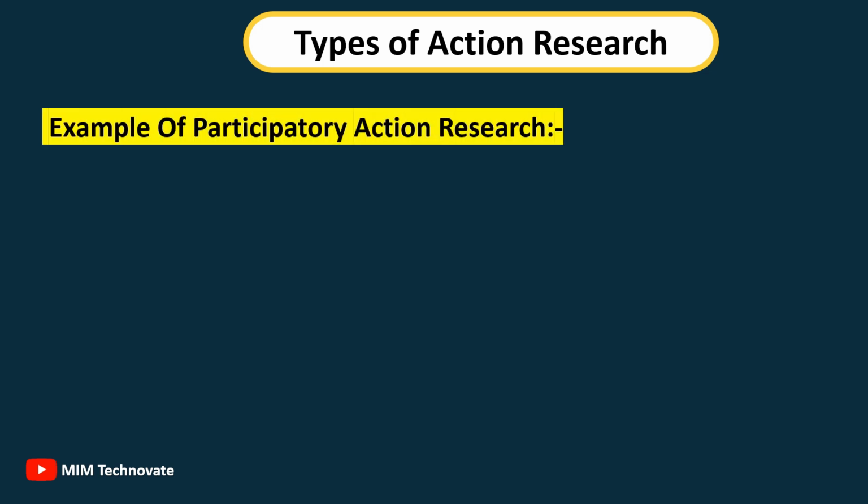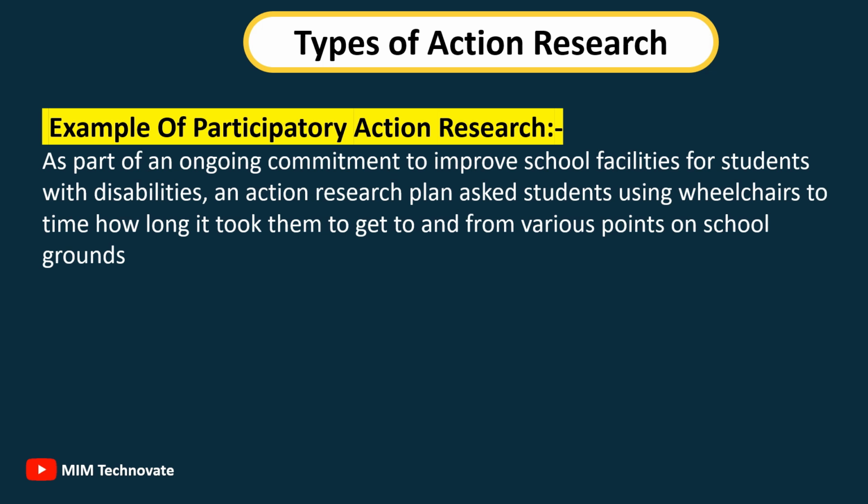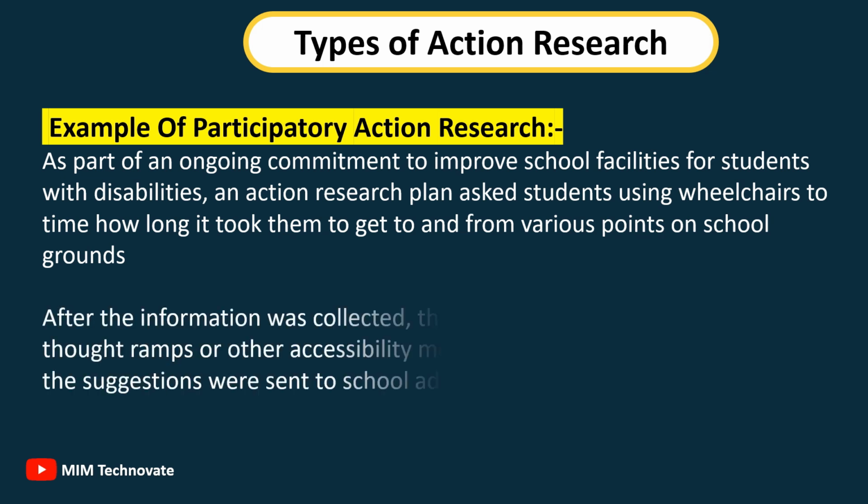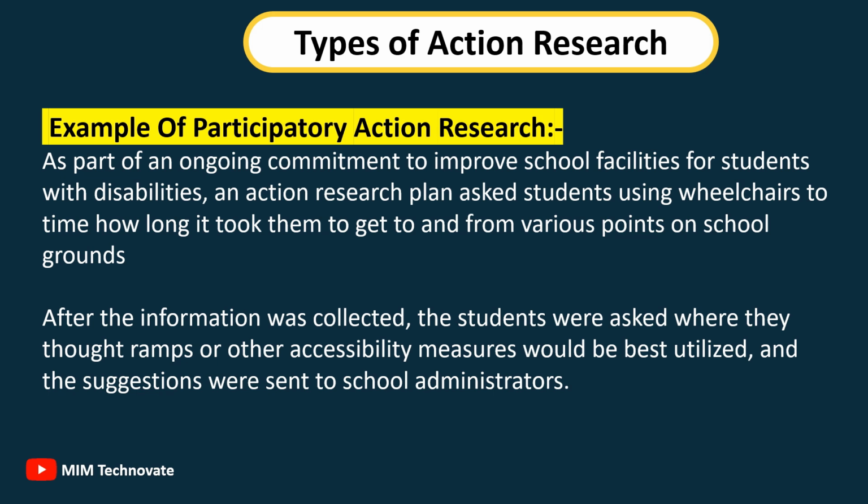Example of participatory action research. As part of an ongoing commitment to improve school facilities for students with disabilities, an action research plan asked students using wheelchairs to time how long it took them to get to and from various points on school grounds. After the information was collected, the students were asked where they thought ramps or other accessibility measures would be best utilized, and the suggestions were sent to school administrators.